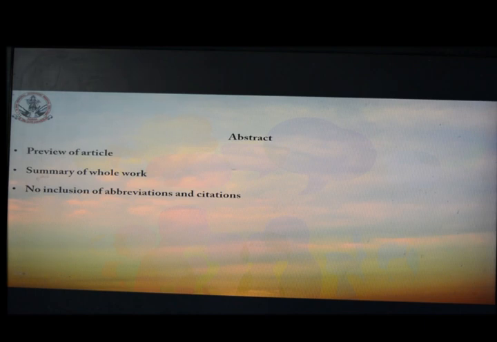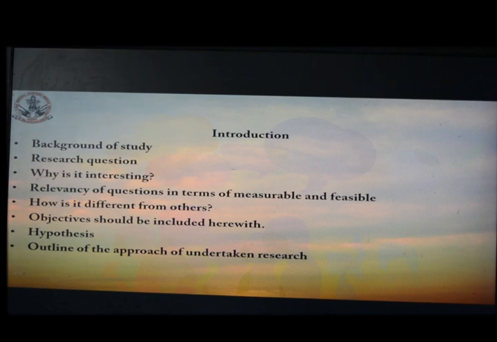Then we have to write the introduction. There is no word like "introduction" that you have to write. Just you have to start. It is imaginary. It is thought of as being presented as an introduction.